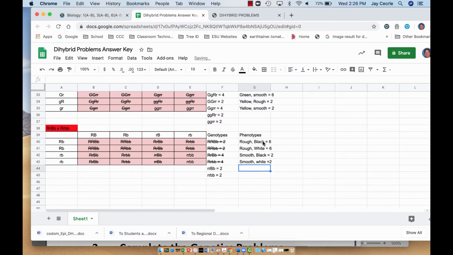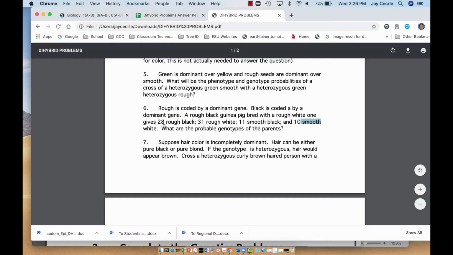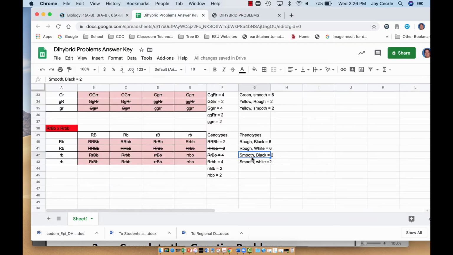So if we just check the problem, the majority of the offspring we predict to be rough black, rough white. Again, remember these are just predictions, and that seems to work pretty good here, 28 and 31. And then we have roughly equal numbers of smooth black and smooth white, which makes sense here because we predicted 2 and 2, and there's less than these. So we're pretty confident that this one's right.